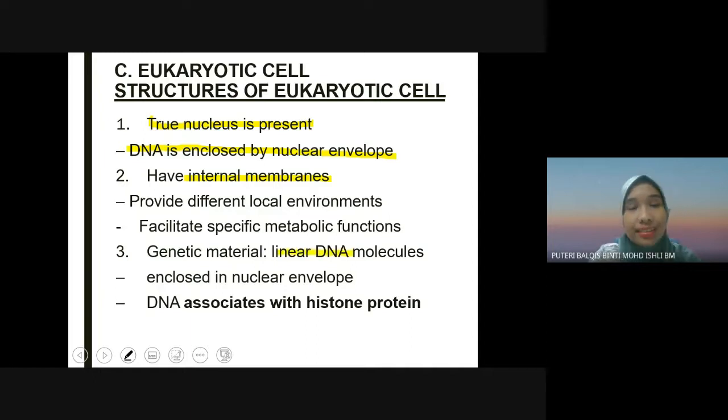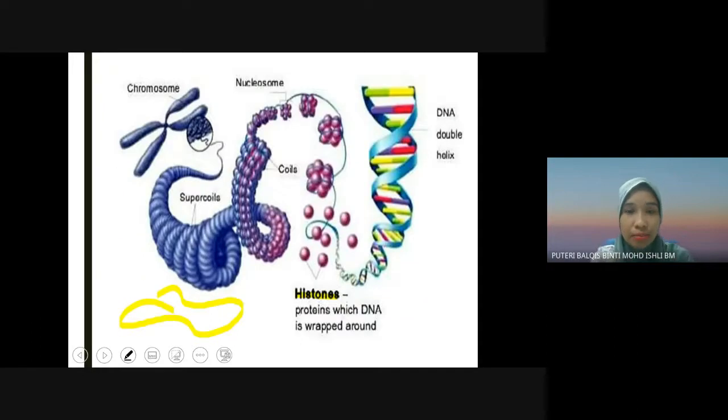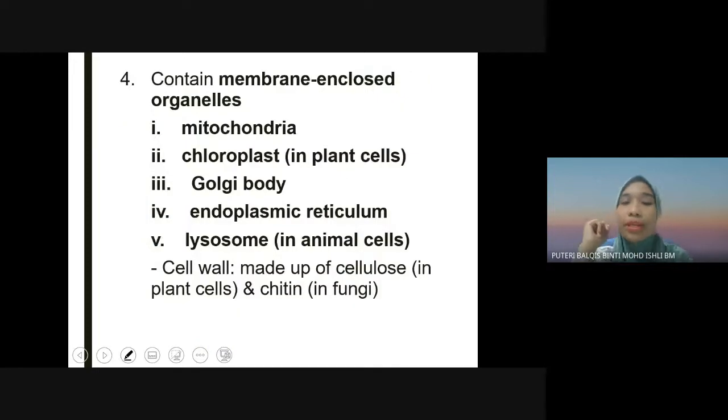Our DNA is linear, associated with histone protein. For example, like this diagram. Associated with histone protein, and our DNA is linear. It contains membrane-enclosed organelles. So our cell has many organelles that have membrane. For example, mitochondria, chloroplast in plant cell, Golgi body, endoplasmic reticulum, lysosome.